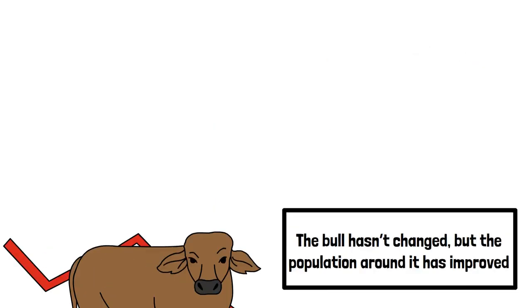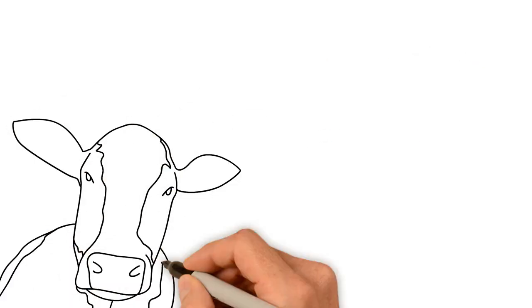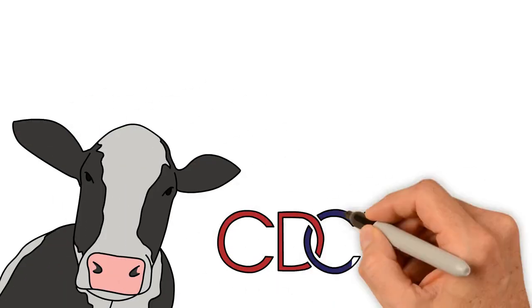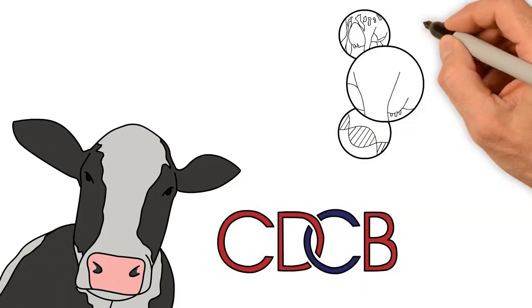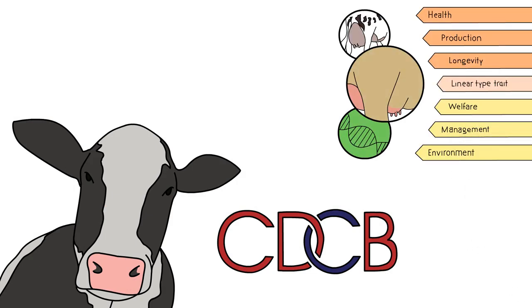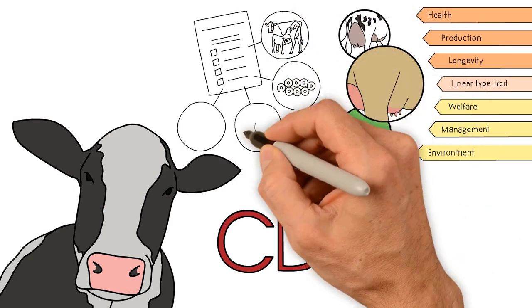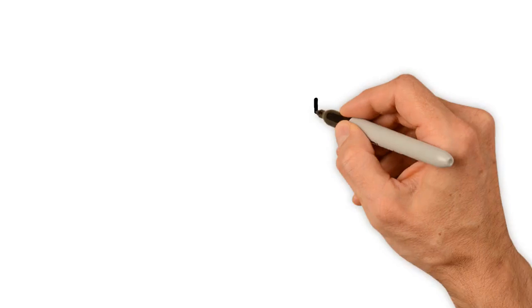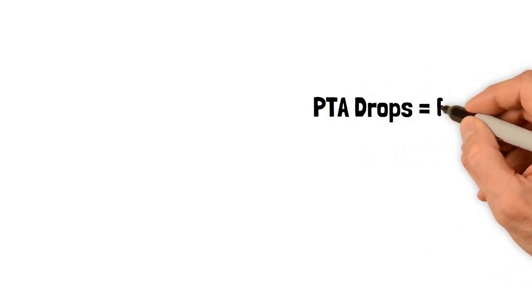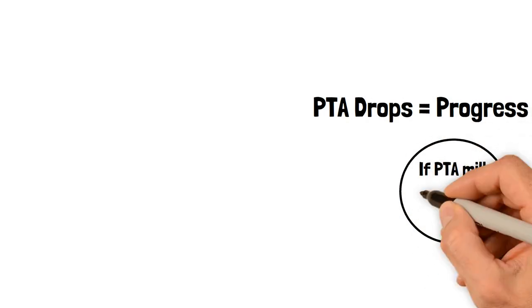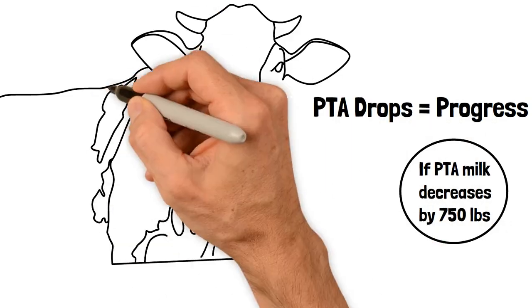The CDCB, or Council on Dairy Cattle Breeding, communicates expected changes for national traits, while breed associations do the same for type traits. It's important to understand that if PTAs drop, it's a sign of progress. For example, if PTA milk decreases by 750 pounds, it actually means the cows are improving in milk production.